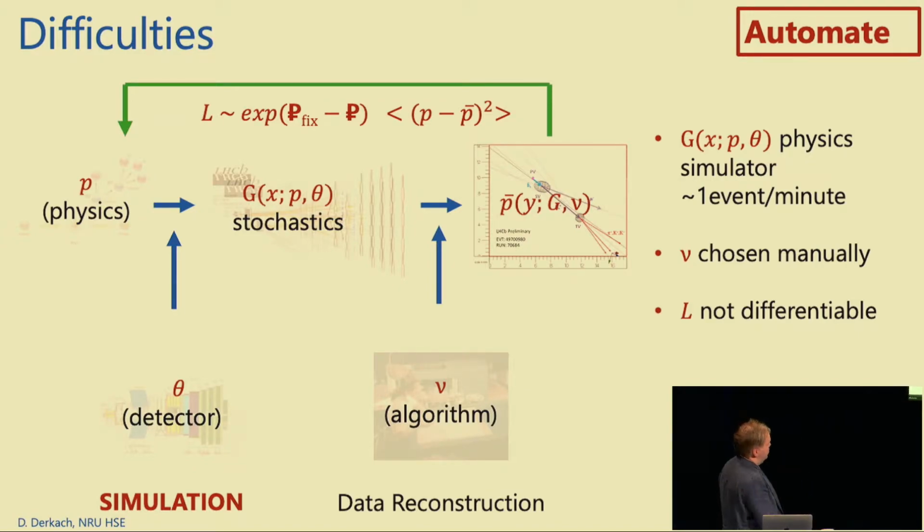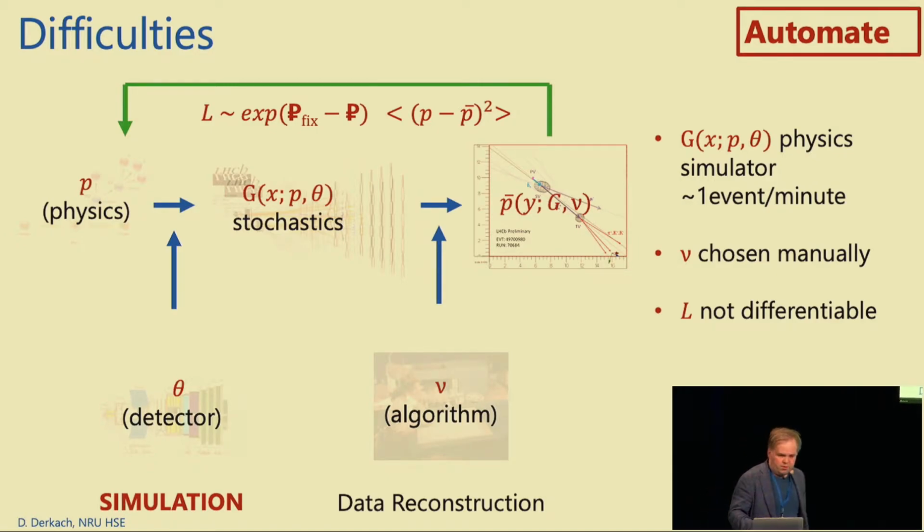Then the problem is that we have an algorithm which is chosen manually, and in the end, what we have is an overall goal which depends basically on money and on the amount of uncertainty that we have while measuring some physics quantity. And this part is not differentiable because we have some kind of stochastic part inside. So we need to understand how to deal with this.